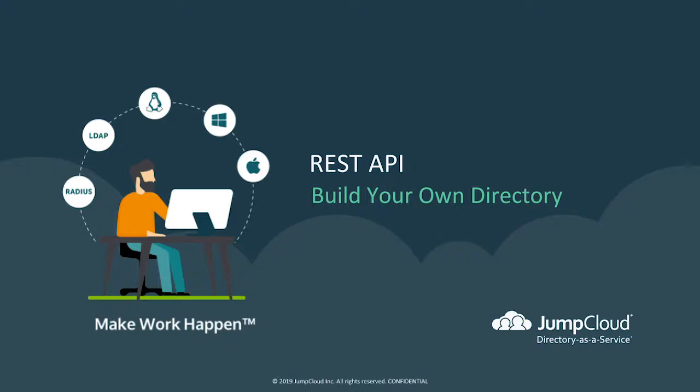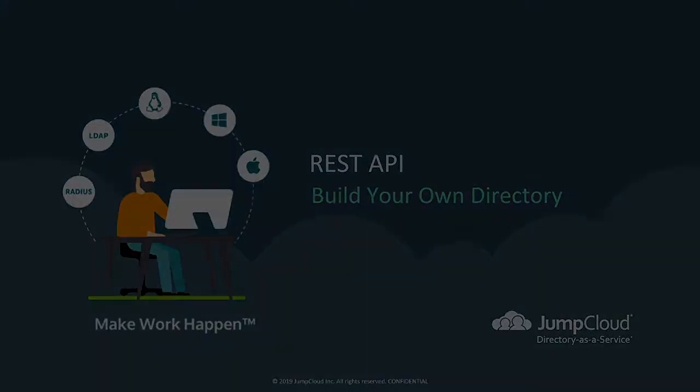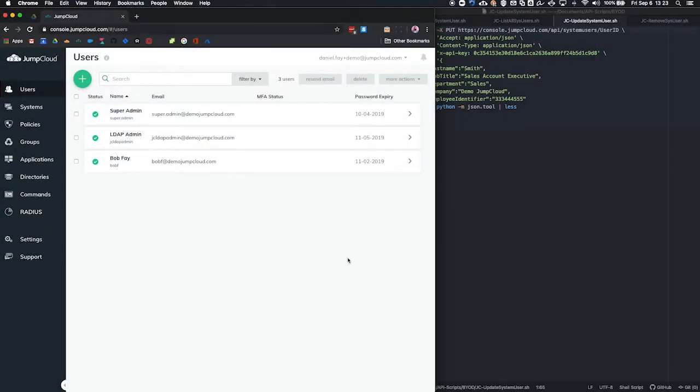Today we're going to be covering JumpCloud's REST API and how you can leverage the API for either pulling information or managing your JumpCloud organization using this method. In this example, we can show what it looks like to create, edit, and remove a user account from our JumpCloud API using the standard curl methods.